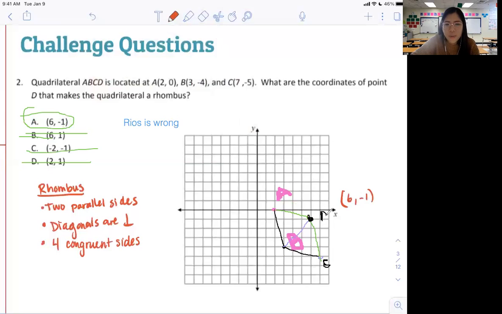Okay, so which sides have to be parallel? If this is our answer, which sides have to be parallel? Anybody? So AD has to be parallel to, what is that point? B. Yeah, so AD has to be parallel to BC. So we can check that.